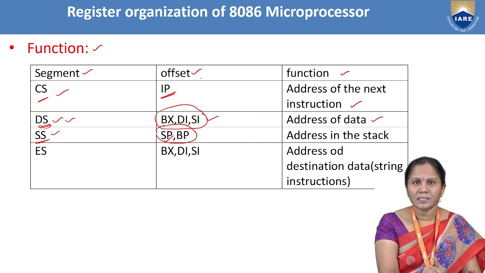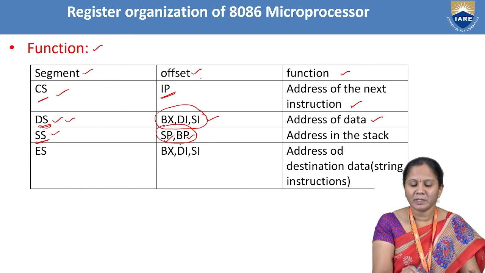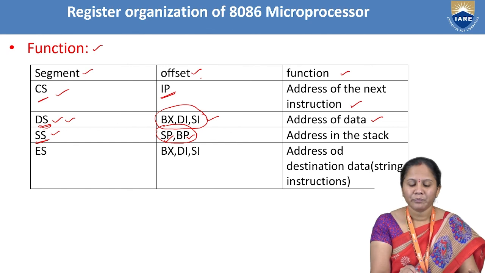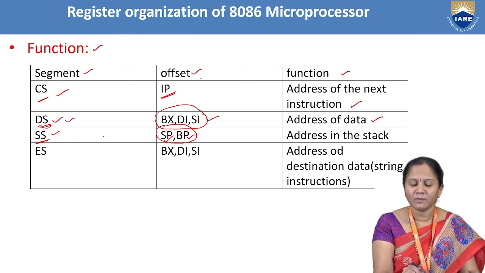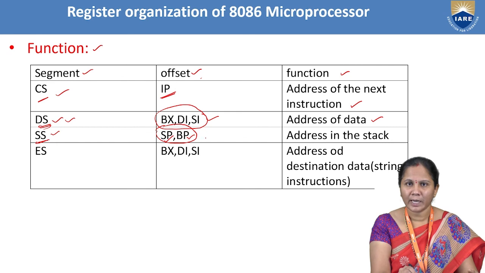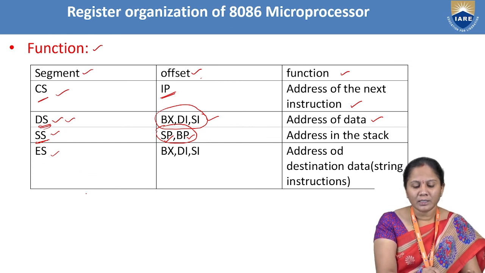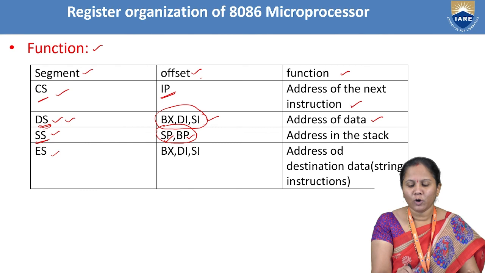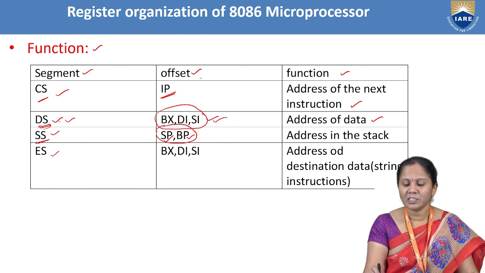And next is SS. If the segment address is from the stack segment, compulsorily the offset address should come from either of these two registers. The two registers which will give the offset address are one, SP, the stack pointer, and another, BP, the base pointer. These are the two pointer registers we have to consider in order to give the offset address. Considering this stack segment and offset address, the function that is performed is that we can know the address of the stack.